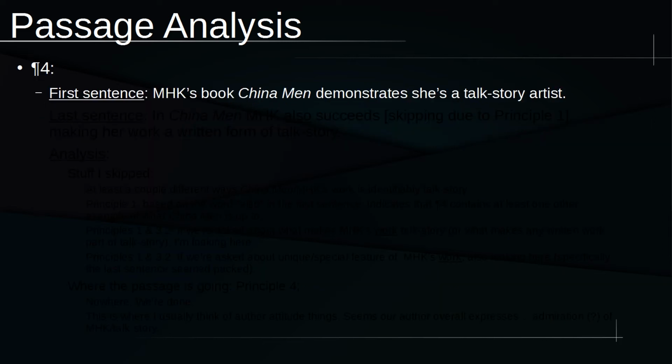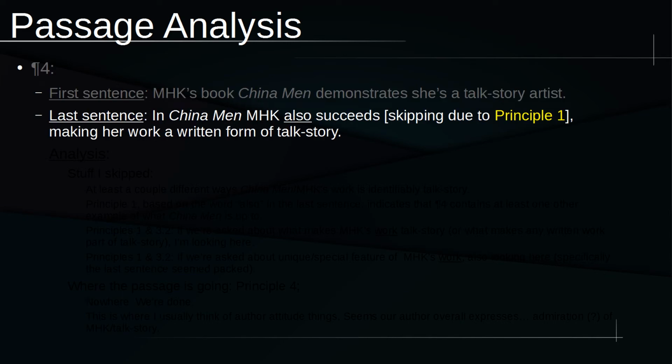Moving on to our fourth and final paragraph. Paragraph 4, our first sentence: MHK's book Chinaman demonstrates that she is in fact a talk story artist. It is good to be right. But yes, this is exactly lining up with the predictions that I've had so far. The last sentence is that in Chinaman, MHK also succeeds in doing all this sort of artsy stuff that honestly in my first initial reading, I just skipped due to Principle 1. I really cared more about the structure than what the details themselves were, so I just know that we're going to find a lot of complementary things that the author attributes to MHK here at this part.